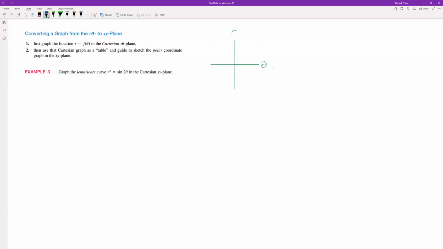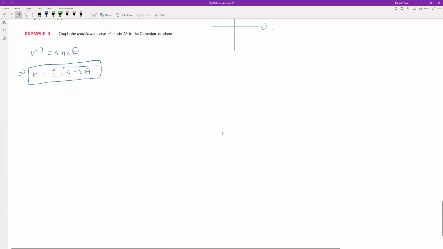Now, there are two ways to do this. The first way is actually covered in the textbook, but I really don't like that method, so I'm going to go with the easier one. We have r squared is equal to sine of 2 theta. And when you take square root on both sides, you get r is equal to plus or minus the square root of sine 2 theta. Right. So our goal is we're going to graph this on the plane. So both plus and minus. Let's do the plus part first, right? So r is equal to square root of sine 2 theta.